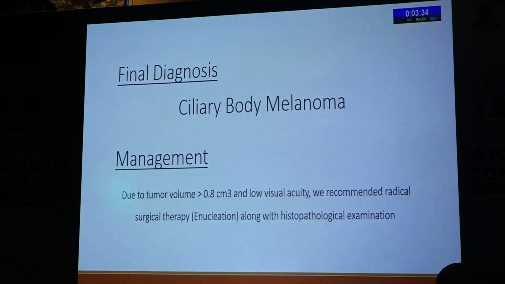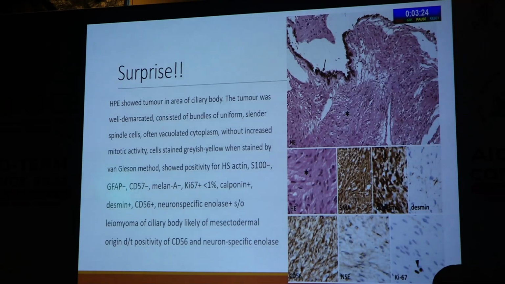So we made a diagnosis of ciliary body melanoma, and as the tumor mass was more than 0.8 cm³ with low visual acuity, we recommended radical surgical therapy, that is enucleation along with histopathological examination. After enucleation, the result showed a tumor in the ciliary body with bundles of fusiform, slender, spindle-shaped cells with cytoplasm, suggestive of leiomyoma rather than a choroidal melanoma.